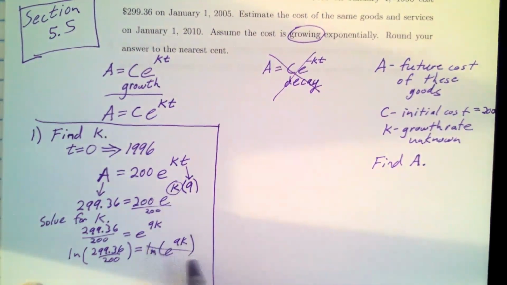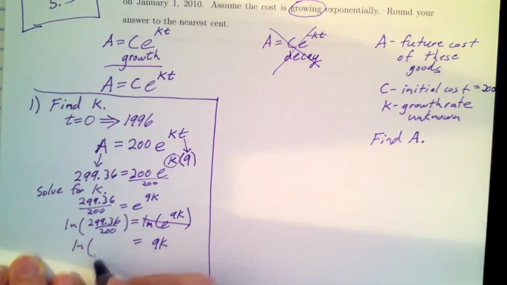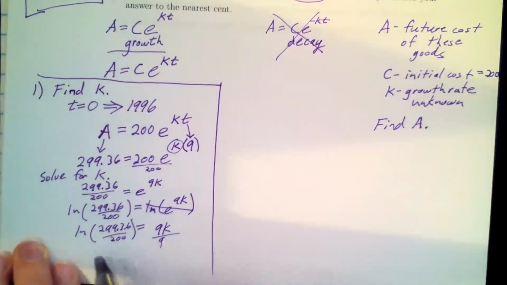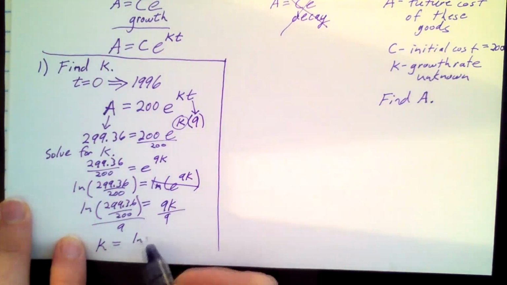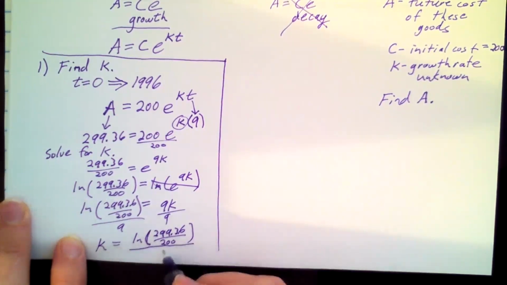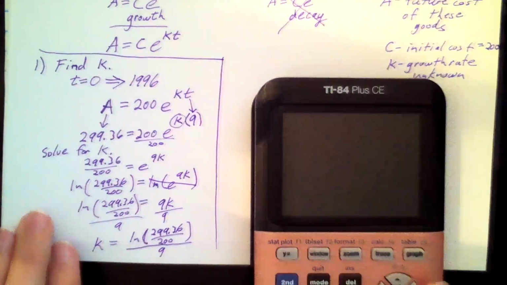The ln and the E cancel, leaving me with 9K equals ln 299.36 divided by 200. Divide both sides by 9, and you will have your K. You can punch this on your calculator. Now this K will be a decimal, and it represents the decimal value of the growth rate. So let's punch it out.